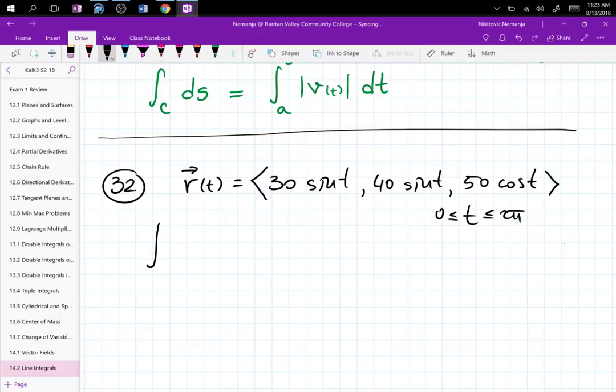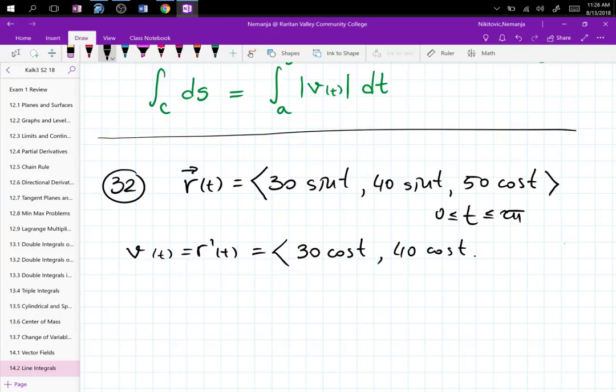The way we do that would be the integral over C of ds. All I need to do is calculate r prime, which is velocity. So I'll calculate the velocity as the derivative of r with respect to t. The derivative of sine is cosine, so we have 30 cosine t, 40 cosine t, and negative 50 sine t.